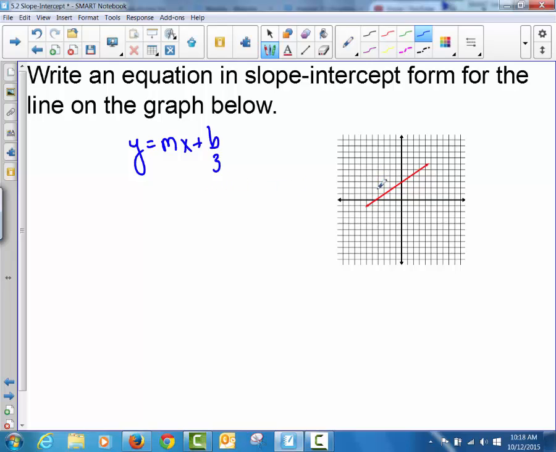Now the slope, let's see, we can start right here, and now we've got to find another place where it crosses right here. So we go up 1, 2, and right 1, 2, 3. Up 2, right 3. So we know our slope is 2/3. So we write y equals 2/3 x plus 3.